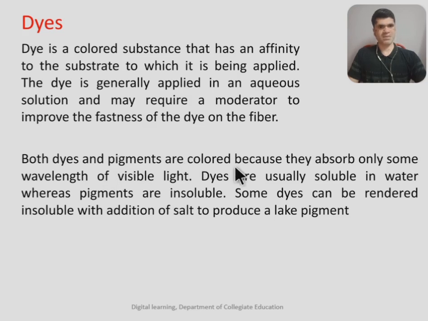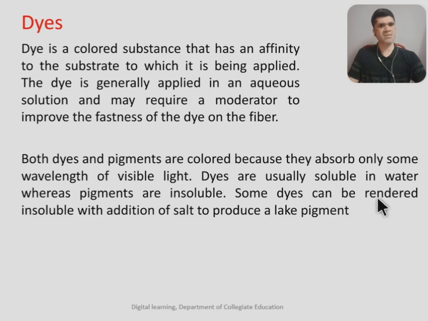Both dyes and pigments are colored. Dyes are colored and pigments are also colored because they absorb light in the visible region. Because both these compounds absorb light in the visible region, they are colored in nature. Dyes are usually soluble in nature, whereas pigments are insoluble. So this is the difference. Dyes are soluble in water and pigments are insoluble. In the last session we have also studied what pigments are.